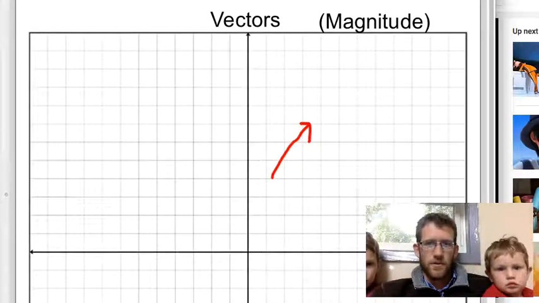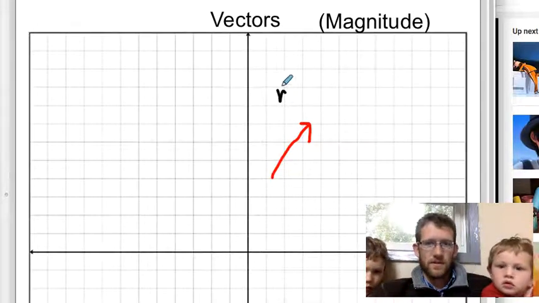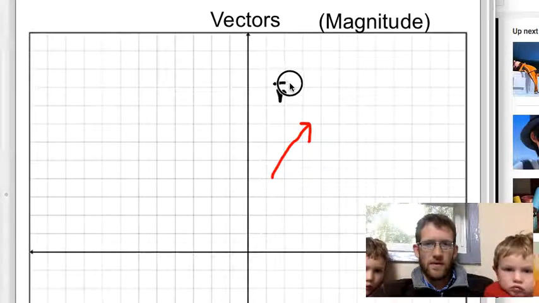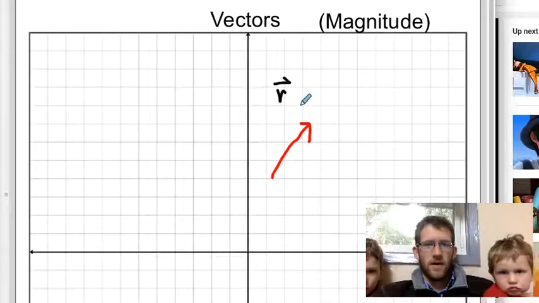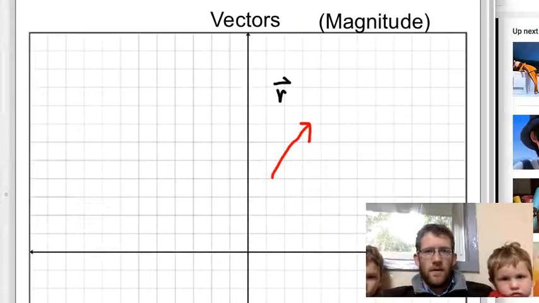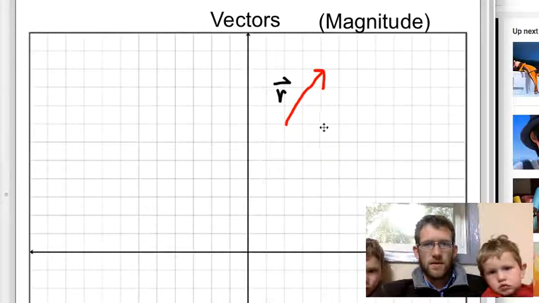Vectors are usually written with a letter. Oftentimes it's V, but it could be R or something like that. And then over the top is a little one-sided arrow. So this could be vector R. And then we know that it goes, in this case, over 2 up 3.